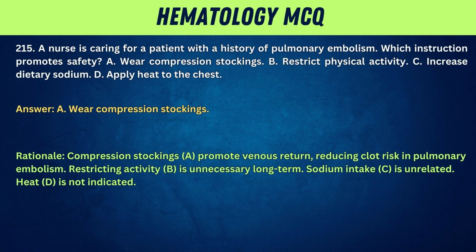215. A nurse is caring for a patient with a history of pulmonary embolism. Which instruction promotes safety? A. Wear compression stockings. B. Restrict physical activity. C. Increase dietary sodium. D. Apply heat to the chest. Answer: A. Wear compression stockings.